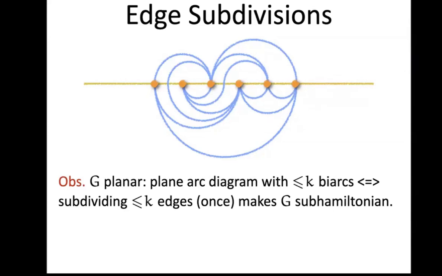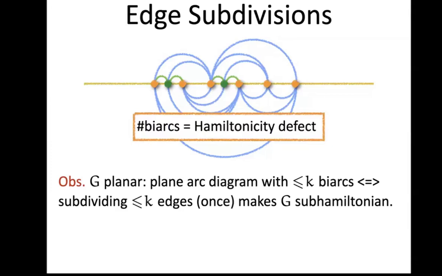Or to be precise, if we have such a biarc diagram, if we just subdivide all the edges that are represented as biarcs, and we imagine putting the subdivision vertex on the spine, then we get a proper arc diagram, or a 2-page book embedding of this augmented graph. Right, so here I have to subdivide these two, and then I can make it like this, and then actually you see that this graph now is Hamiltonian. So subdividing some number of edges, each edge at most once. So if I can do this with at most k edges, then I can find such a biarc diagram. And if I have such a biarc diagram, then subdividing them in this fashion makes the graph sub-Hamiltonian. So we can kind of call the minimum number of biarcs needed the Hamiltonicity defect of that graph.